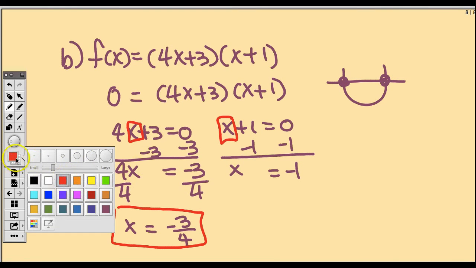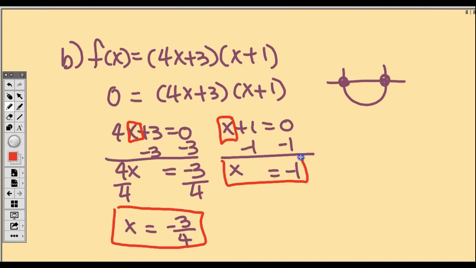So your two answers are obviously going to be x is equal to negative 1 and x is equal to negative 3 over 4. And so basically this point over here, okay, this point over here is going to be negative 1, and this point over here is going to be negative 3 over 4. And that's exactly what we are saying.